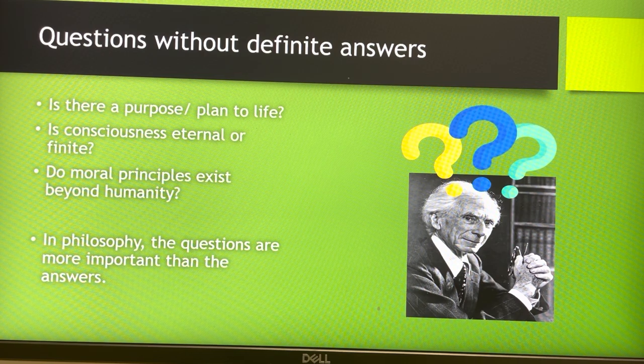So this leads to what I consider really to be the most useful aspect of philosophy, and probably the most profound thing that Bertrand Russell ever said. In philosophy, the questions are more important than the answers. Right? The questions are more important than the answers, because the questions tell us something about ourselves as individuals, as a community, as humanity in general. They tell us about who we are. They tell us about what is important to us.